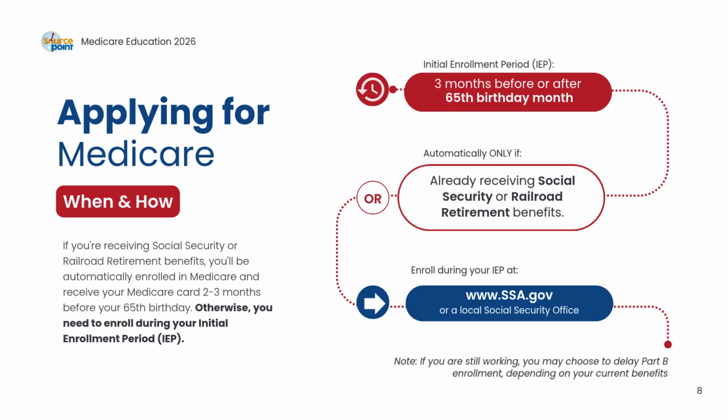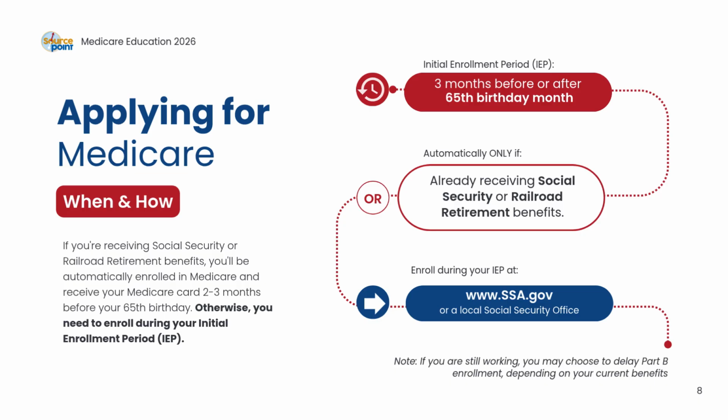If you started receiving Social Security or Railroad retirement benefits before age 65, you will automatically be enrolled in Medicare Part A and Part B. In these cases, your Medicare Red, White, and Blue card will be mailed to you about 2 to 3 months before your 65th birthday month.